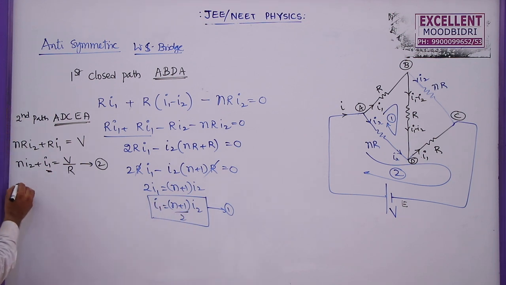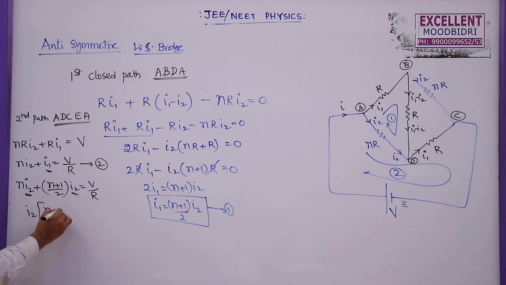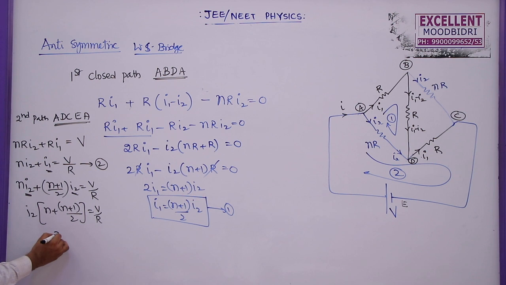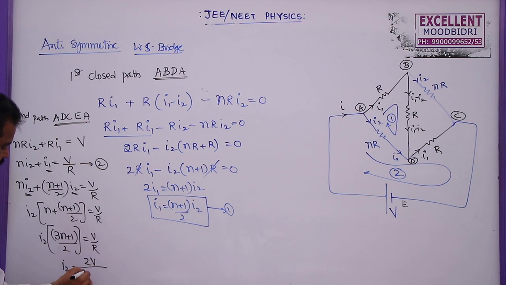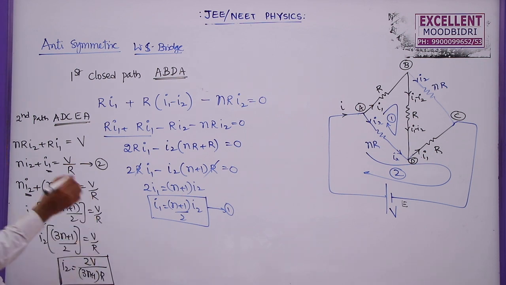But I know the value of I1 in terms of I2. So in place of I1, let me substitute this value. NI2 plus (N plus 1) by 2 into I2 is equal to V by R. You can take I2 common here. (2N plus N plus 1) by 2, which is (3N plus 1) by 2 into I2, is equal to V by R. I2 is equal to 2V by (3N plus 1) into R. So I got the second current that is passing through the NR resistance, which is 2 times the voltage applied by (3N plus 1) into the resistance R.